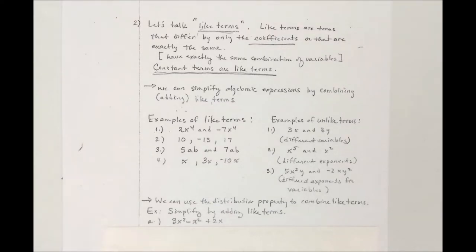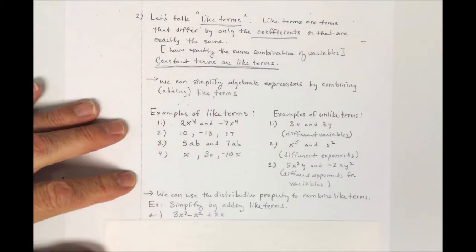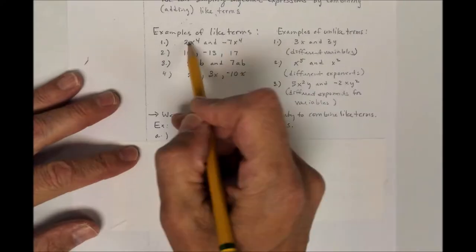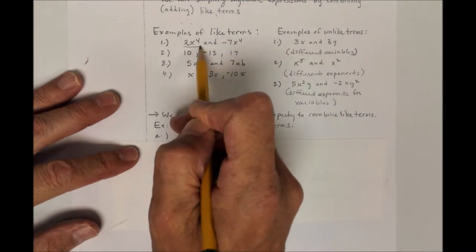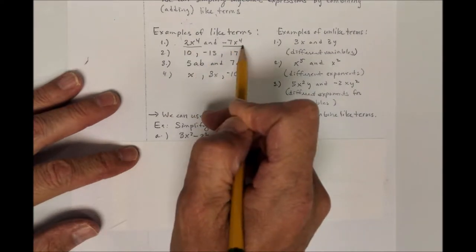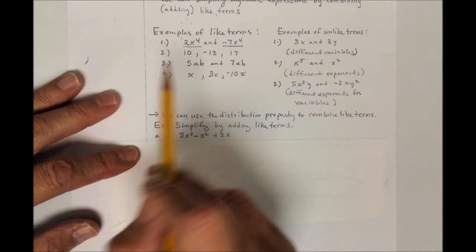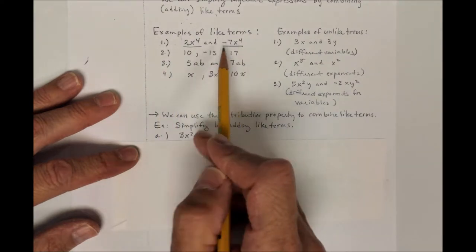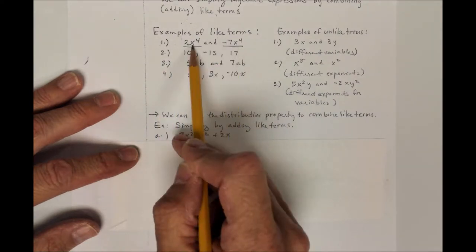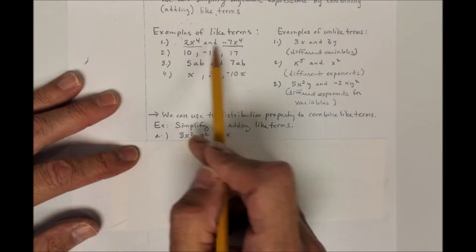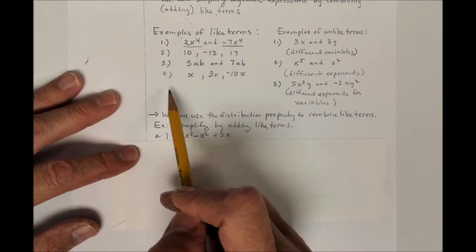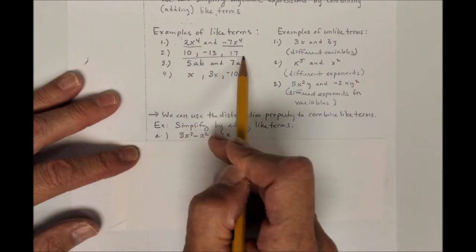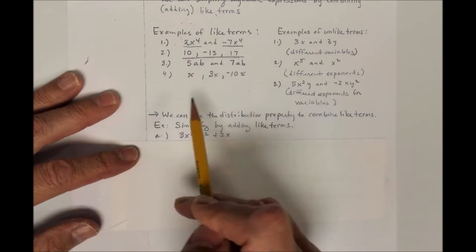So that's what we're going to be looking at here first. But first, let's just look at some examples of like terms. Examples of like terms: 2x to the fourth, negative 7x to the fourth. Those are examples of like terms because they have everything variable-wise exactly the same with the exponent. They differ only by the coefficient. And these are all constant terms, so they're like terms.